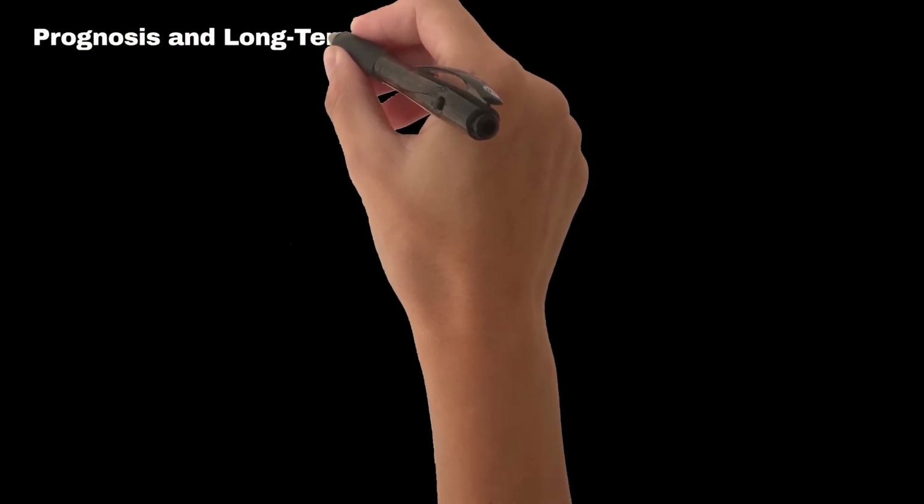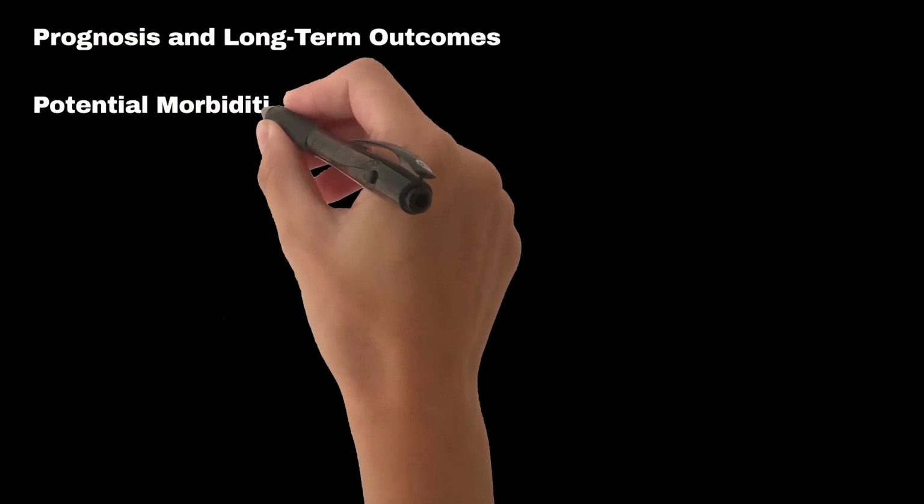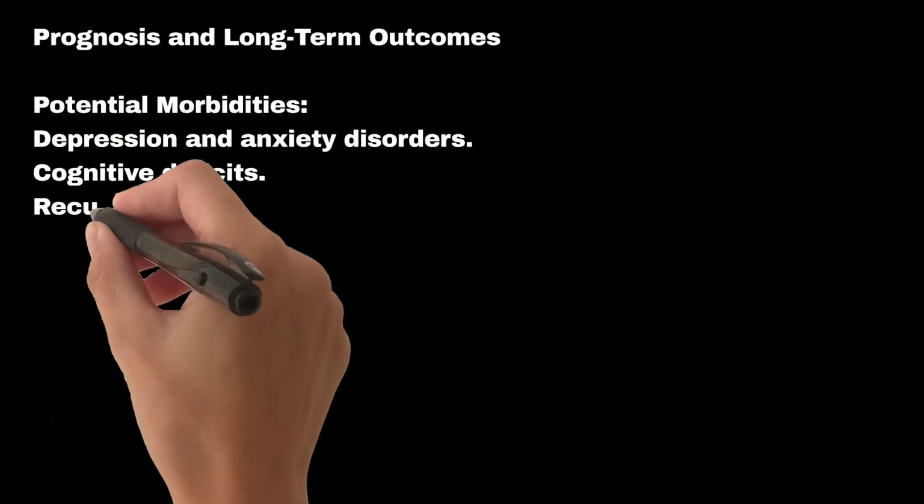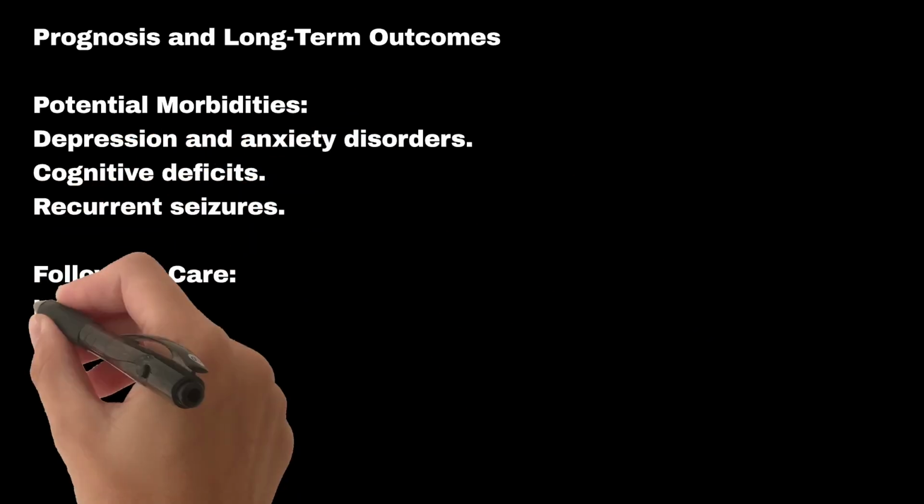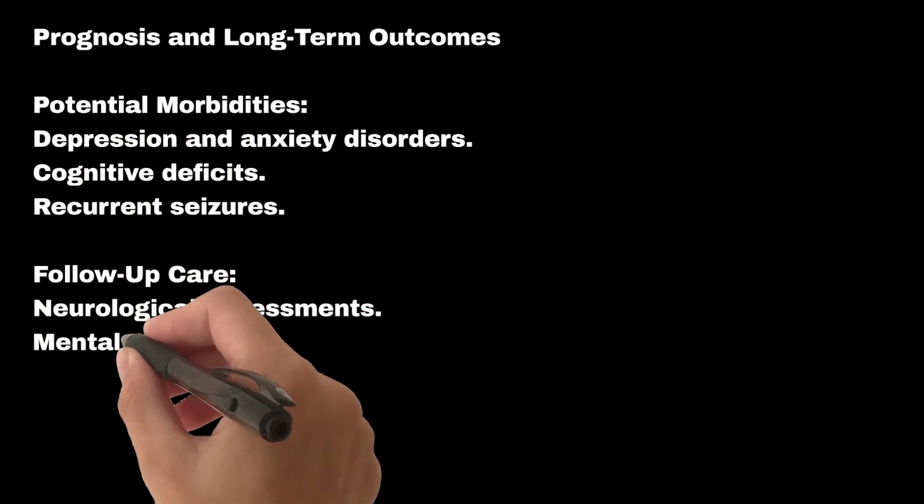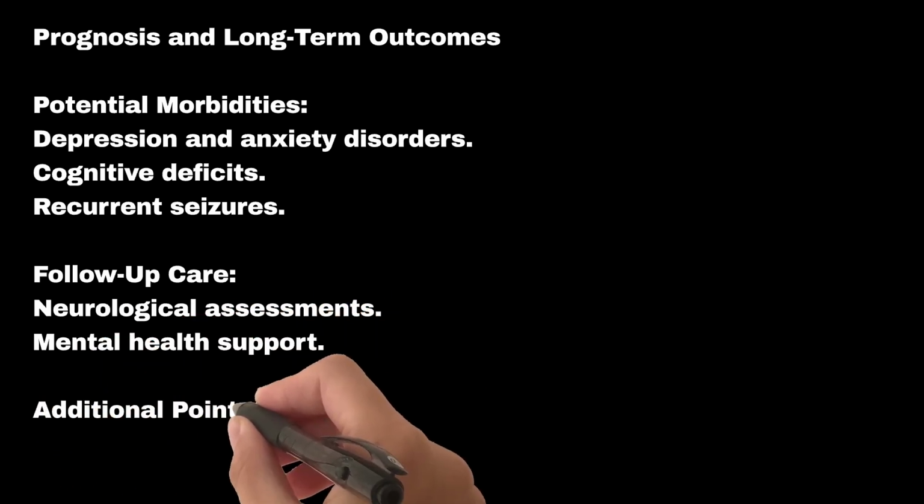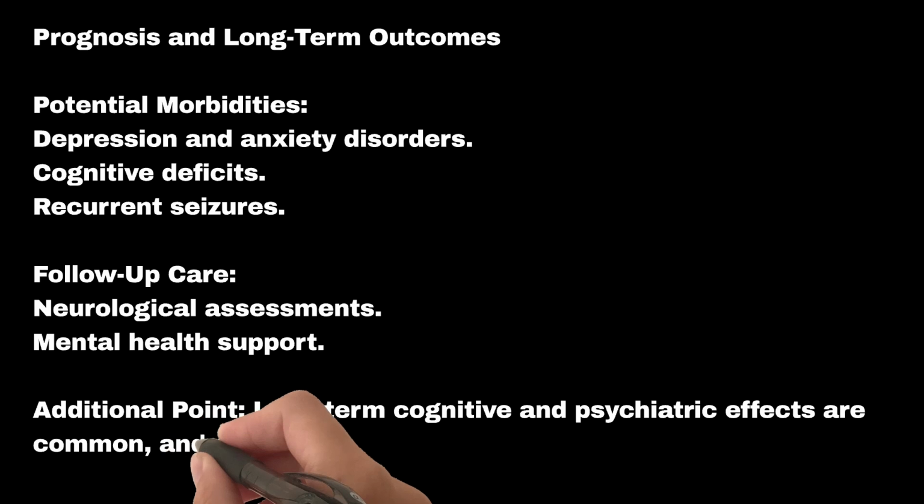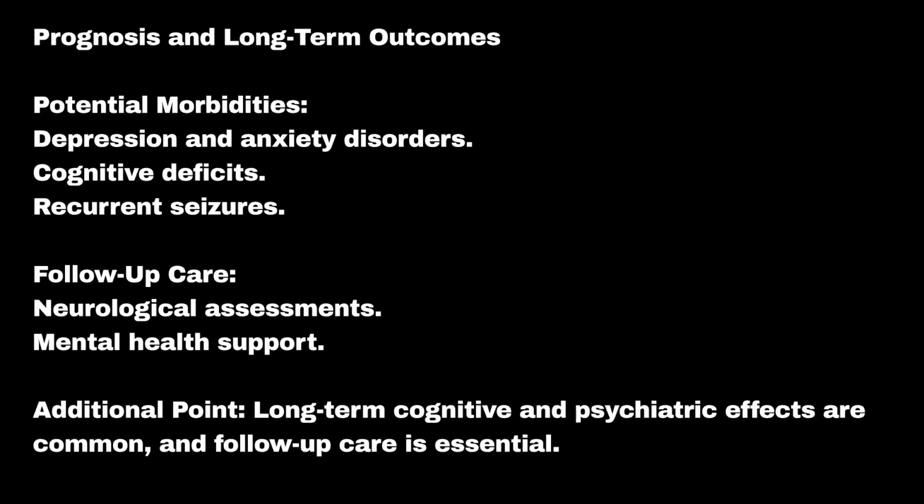Prognosis and long-term outcomes. Potential morbidities: depression and anxiety disorders, cognitive deficits, recurrent seizures. Follow-up care: neurological assessments, mental health support. Additional point: long-term cognitive and psychiatric effects are common, and follow-up care is essential.